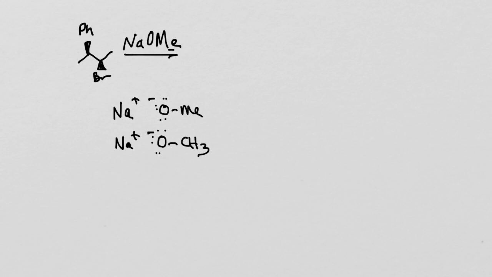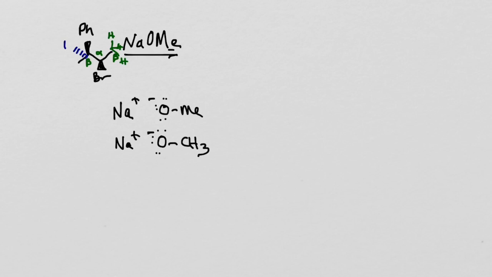Remember that we are doing an E2 reaction, so we need to find our beta protons. Remember, our carbon with our leaving group is called our alpha carbon. Our bromine is our leaving group. The adjacent carbon is what we call our beta carbon. And then what we want to look at is our beta protons, or the protons on those carbons. On this particular molecule, we have 3 beta protons right here. And we have 1 beta proton right here.